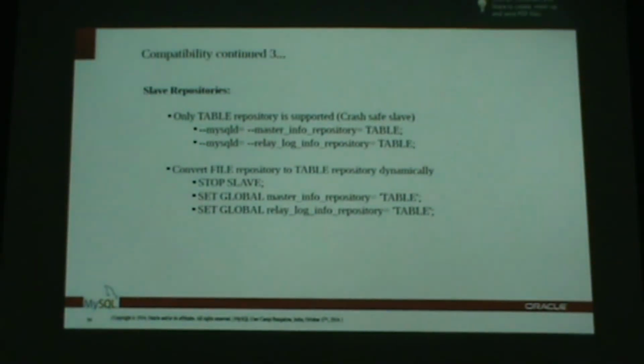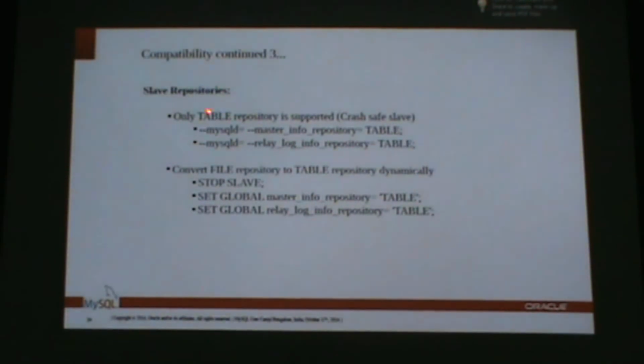Okay, and slave repositories, we have two different types of repositories supported in 5.6 and 5.7. One is table repositories and the other is file repositories. Multi-source replication is actually supported on table repository, which is a crash-safe slave. If you have a table repository, that is a crash-safe slave. So we are supporting only table repositories. If you start the server with file repositories, and you want to use it for multi-source replication, that is not supported.